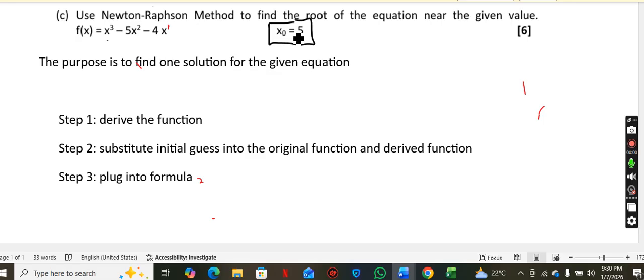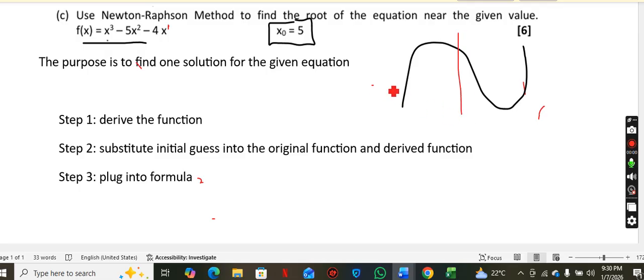Okay, if this x sub 0 is not given, then it's up to you to think by yourself and say, oh, which number should I start with? Okay, yes. So we have the cubic equation like this. The graph of a cubic equation is something like this, almost like an S shape. All right, so where this equation cuts the x-axis, those are the roots we are looking for.